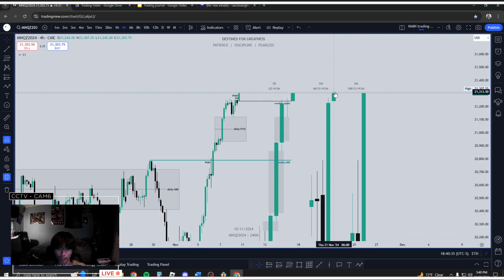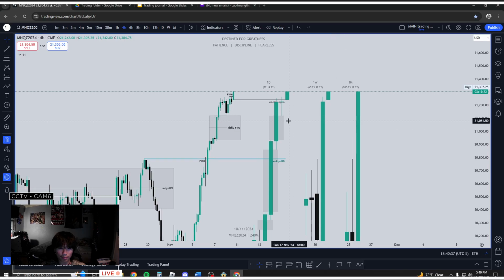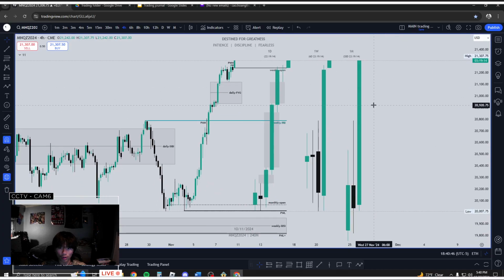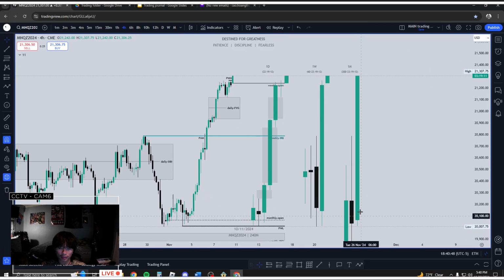I want to see us create a weekly fair value gap because that would indicate there's strength, there's displacement upwards in the markets. And if you're thinking this in terms of the monthly candle as well, you want to see the monthly candle expand in one direction. So you want to see it continuing higher.